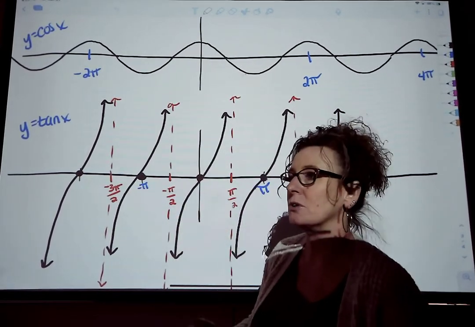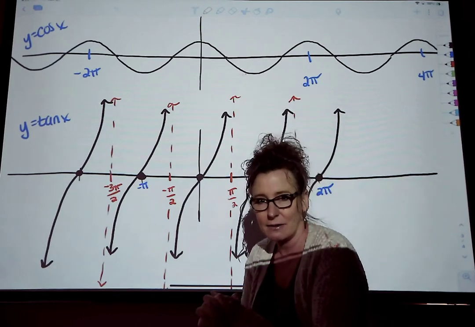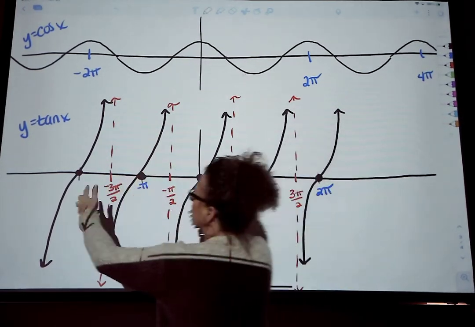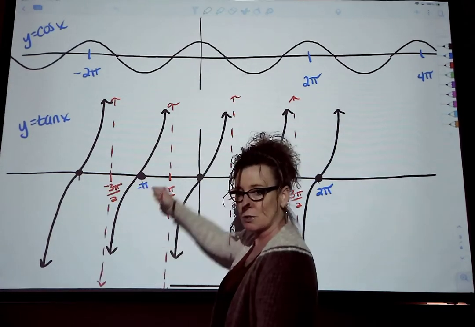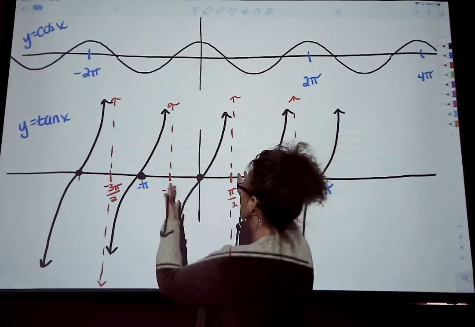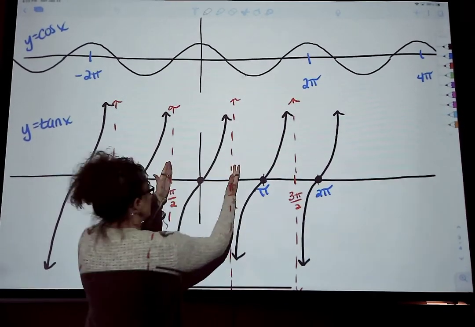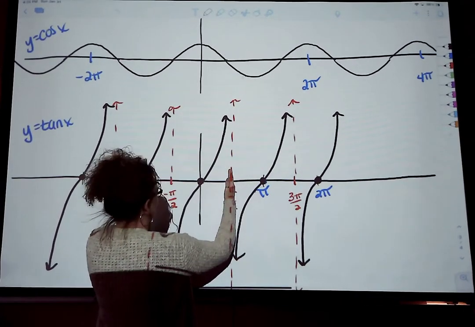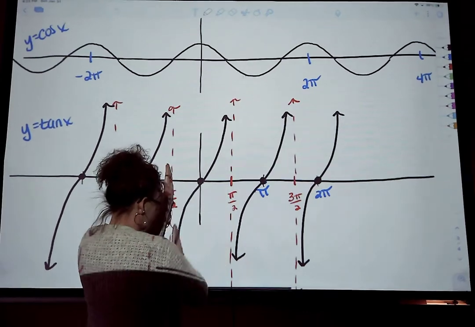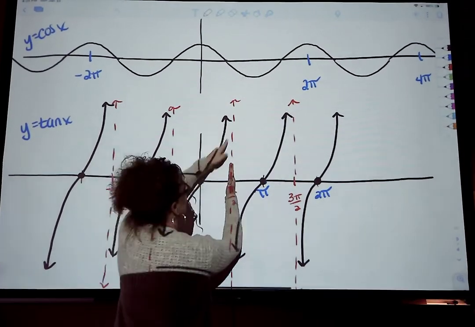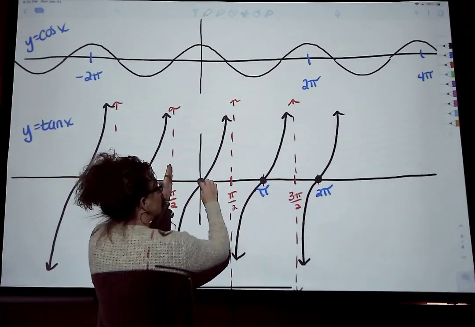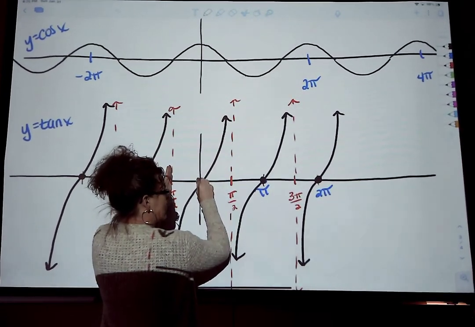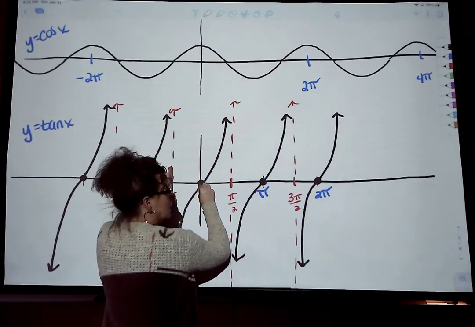But here's what's important. Look what happens between two asymptotes. I could focus on any of these, but let's focus on the one at the origin. It's bounded by this asymptote holding it in, and this asymptote holding it in. The graph passes through the origin. The tangent, when my angle is 0, is 0.